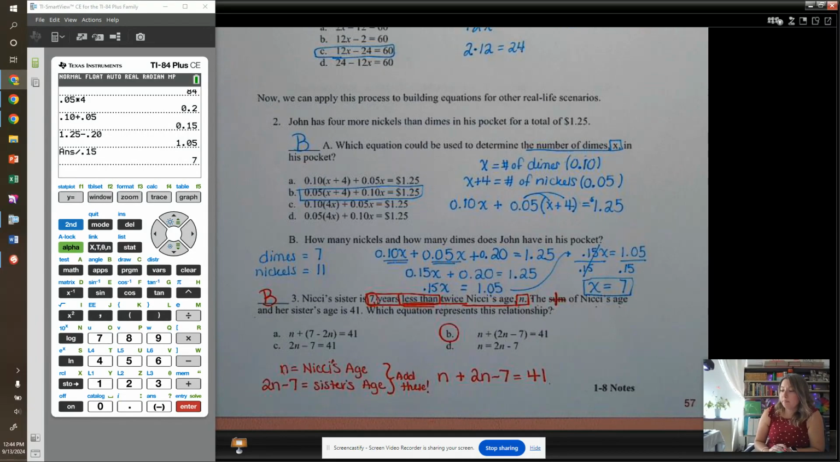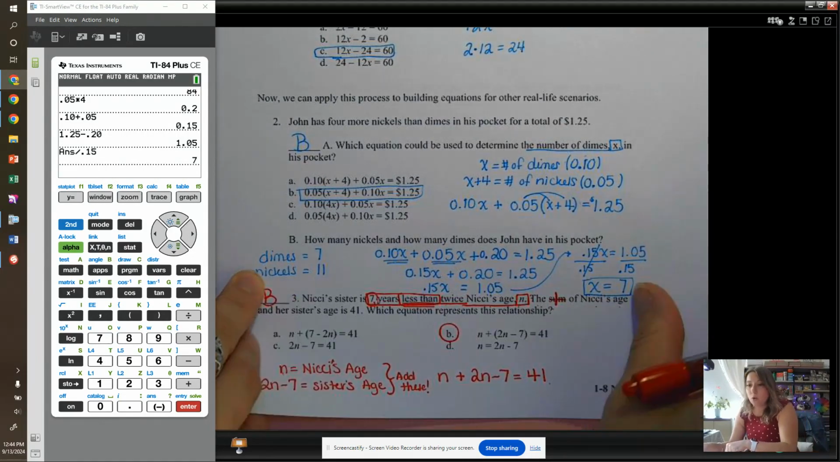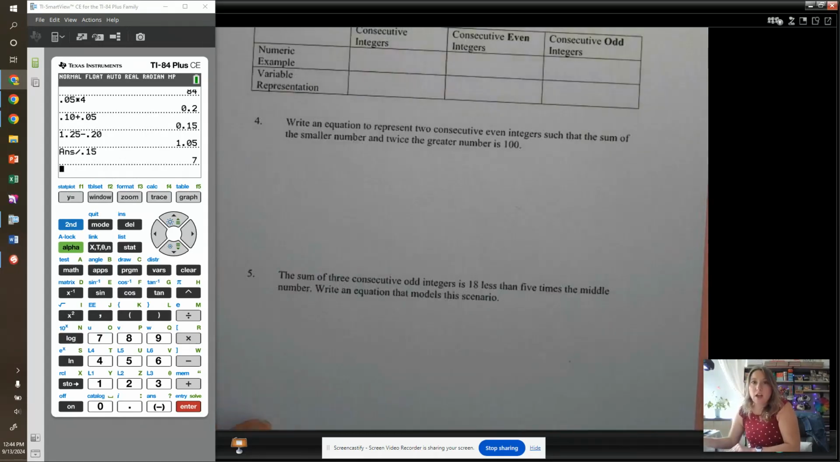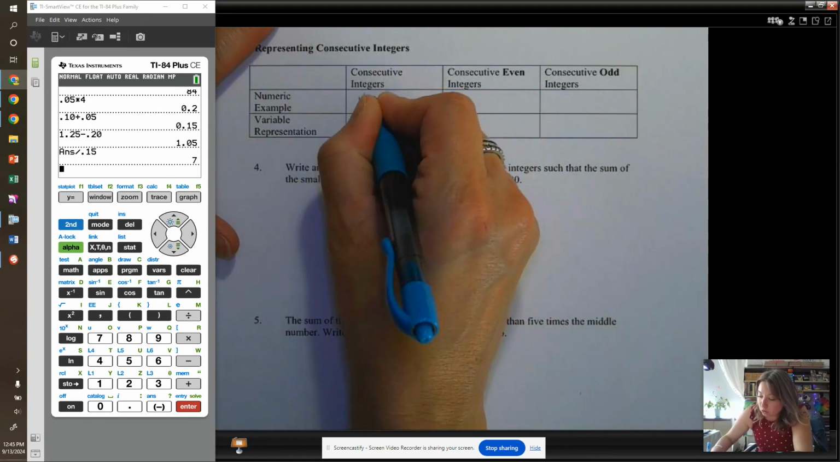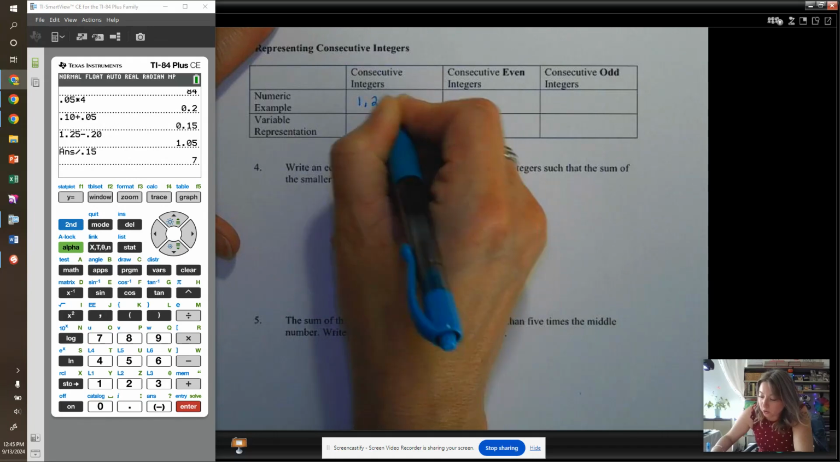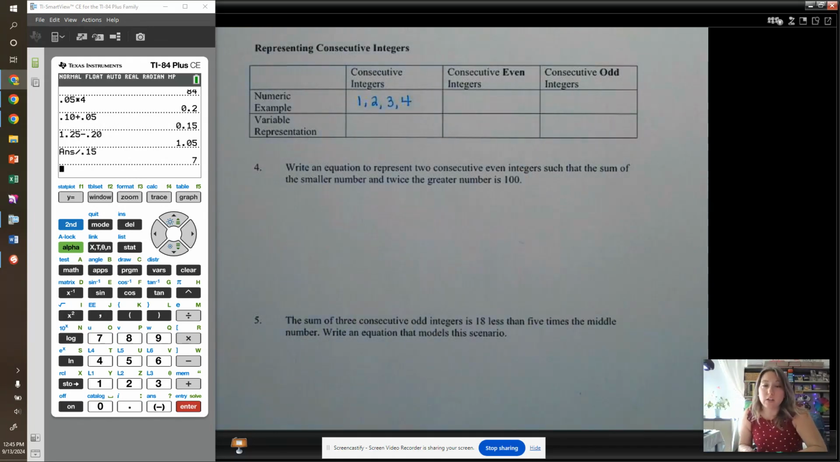Okay? Good try giving that a try yourself. Let's go on to the next page. And we have a nice little chart up here at the top reminding ourselves some numeric examples of what it means to be consecutive, and then to remind ourselves about what it means to be consecutive even or consecutive odd. So I'll stick with some basics to start. Consecutive integers, they are numbers right in a row. Remember, integers, no decimal or fraction involved. So when it comes to integers, this would be like 1, 2, 3, 4. Those are consecutive integers. That's 4 total consecutive integers right in a row.